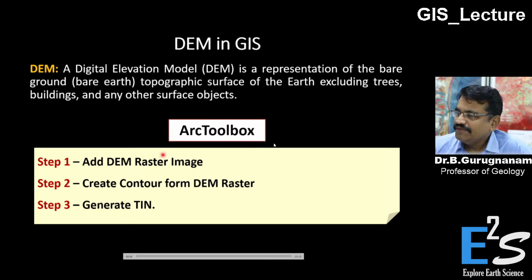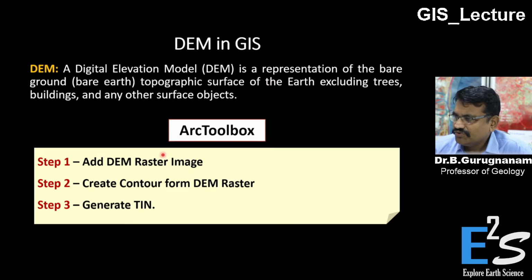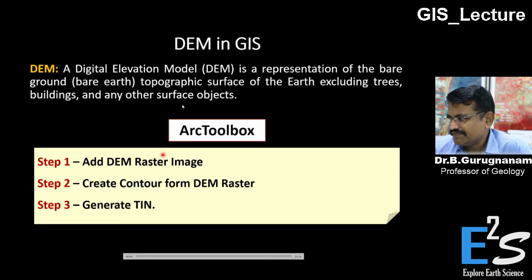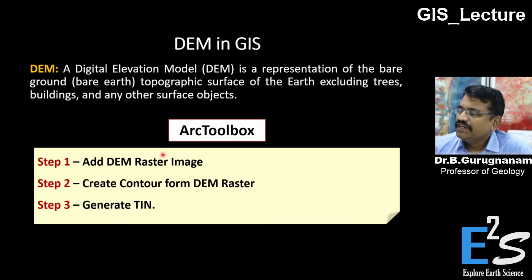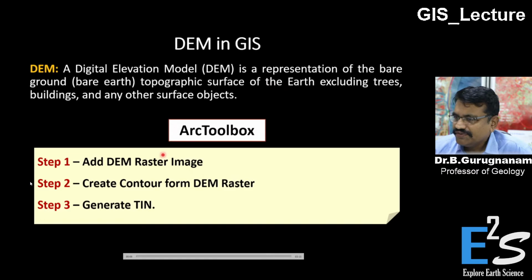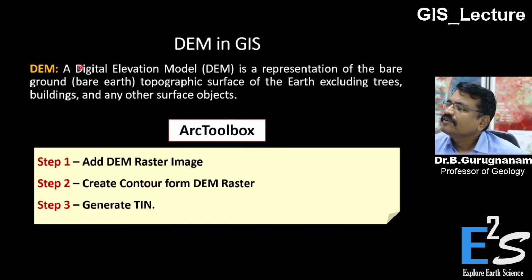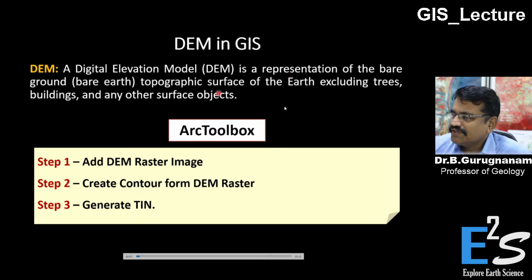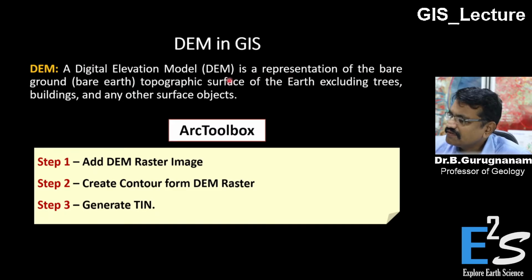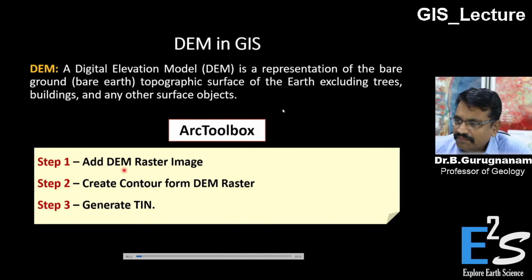A digital elevation model is a representation of the bare ground level topographic surface of the earth, excluding trees, buildings, and other surfaces. It means a DEM comprises 3D surfaces, which is what we are now going to do with the ArcGIS system. It is a representation of the ground topographic surface, not including tree height and building height.